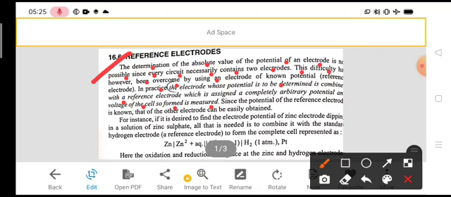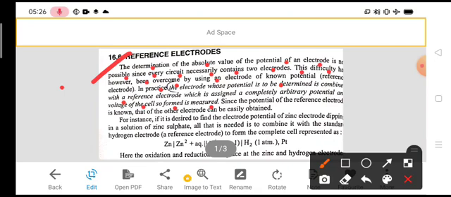So in practice, the electrode whose potential is to be determined is combined with a reference electrode, which has a fixed arbitrary potential value, and the voltage of the cell so formed is measured. This measured cell potential is equal to the potential of the electrode. So thus we can easily find out the electrode potential.